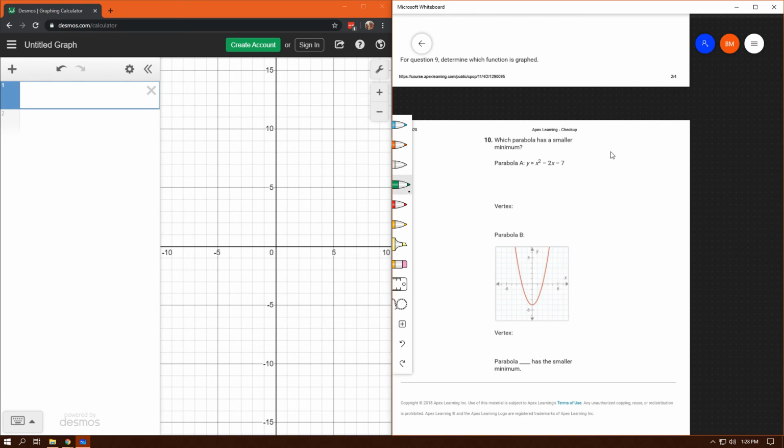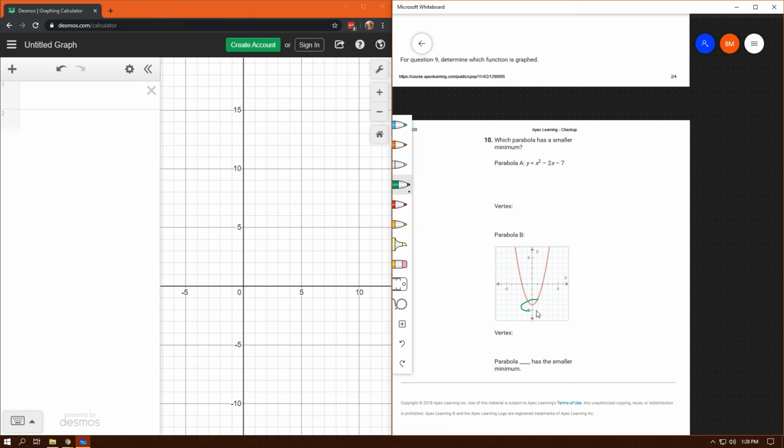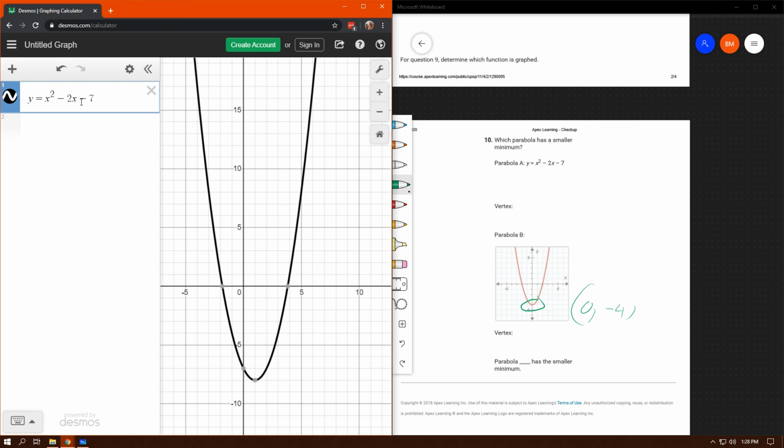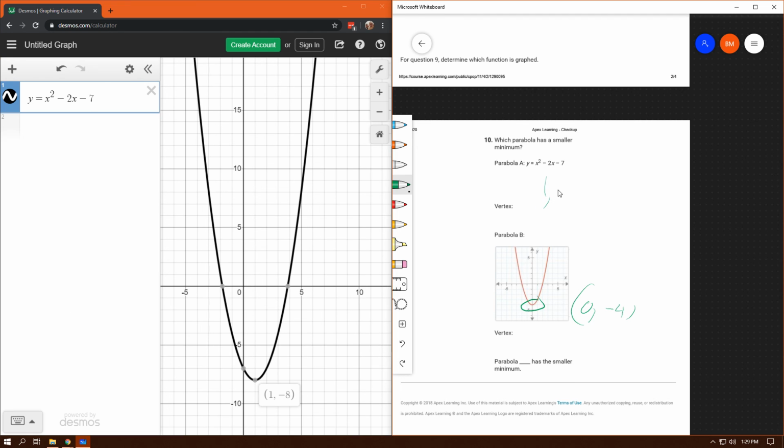So they want to know which parabola has a smaller minimum. Well, first thing I'm going to do is identify what the minimum on B is. That is 0, negative 4. That's where the vertex is. Well, what's the vertex of parabola A? Well, I'm going to graph it. Cool, so there's my graph. It's 1, negative 8. So I would say that parabola A has the smaller minimum. It's the lowest. That's straightforward, right? You guys got this.